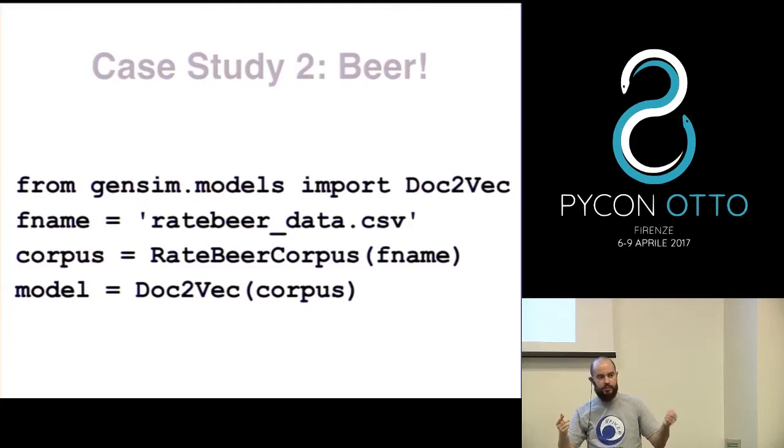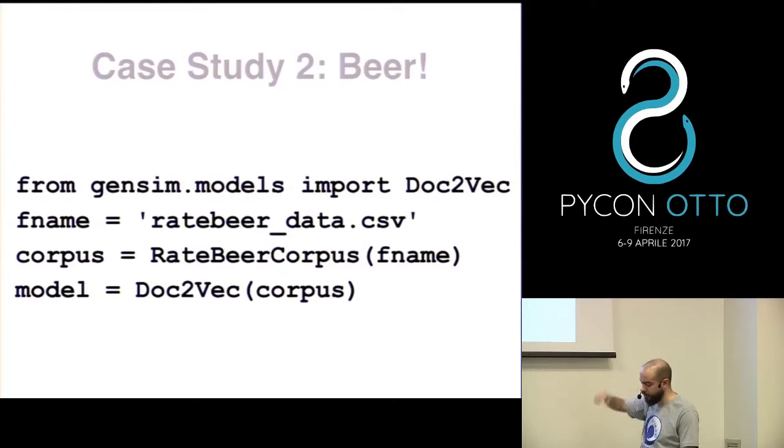If you remember, the doc2vec probability has an extra label in the condition, and the label in this case is the beer style for me. So I want to aggregate this review according to beer style. And then I load up the corpus in the doc2vec and I train my model. And again, there are a few extra arguments.